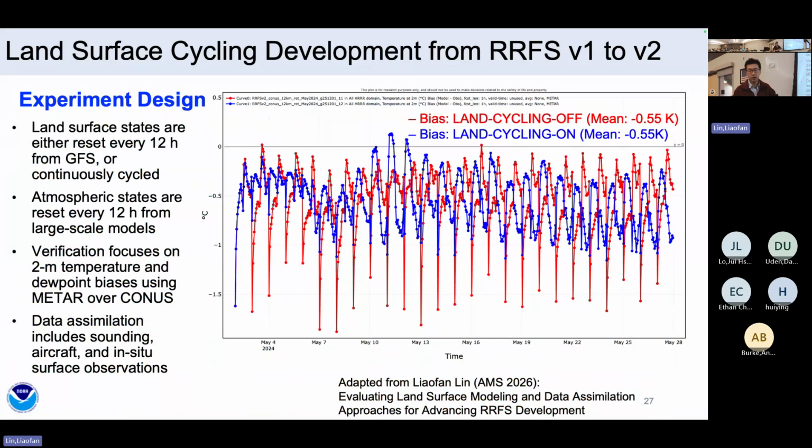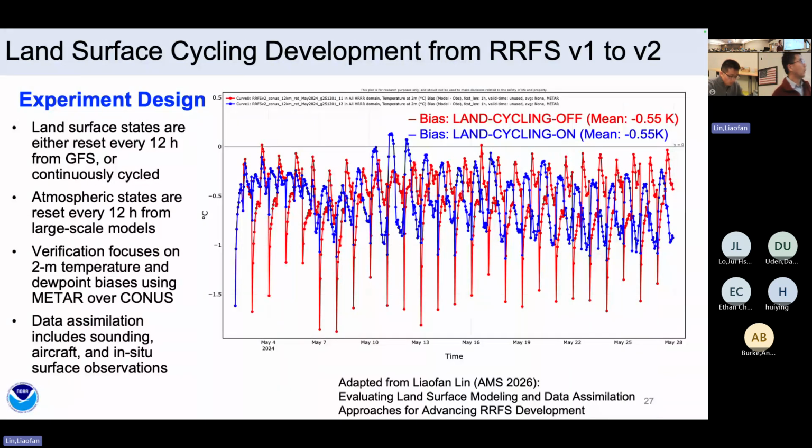So for that, we conducted 2 month-long experiments. The first one is the default, which does not include continuous land surface cycling. For the other one, we enabled continuous land surface cycling, and we want to understand the difference between those 2 experiments. Both experiments have atmospheric states reset every 12 hours. For these figures, I performed the verification focused on the 2-meter temperature. For the DA, we assimilated sounding, aircraft, and in situ observations for these 2 retrospective experiments. These figures show the verification against the surface 2-meter temperature over the CONUS.